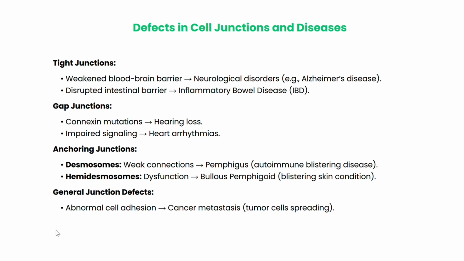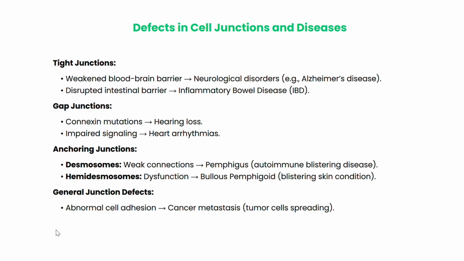Now come gap junction defects. Mutations in connexins, the proteins that form gap junctions, can cause hearing loss by impairing the communication between the cells in the ear. In the heart, damaged gap junctions can disrupt electrical signaling, leading to arrhythmias or irregular heartbeats.